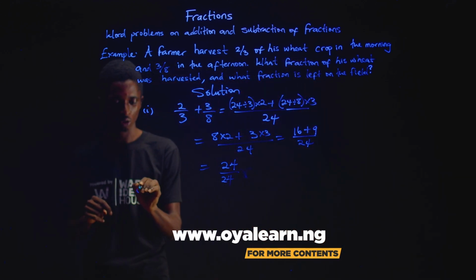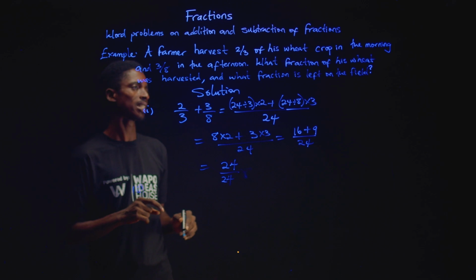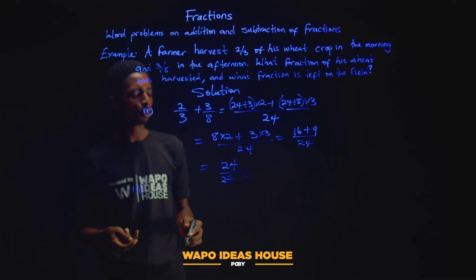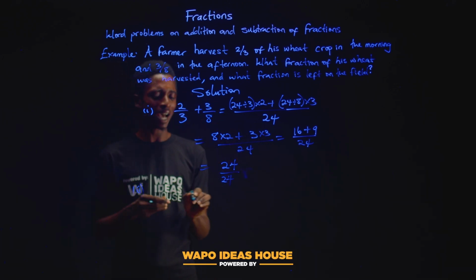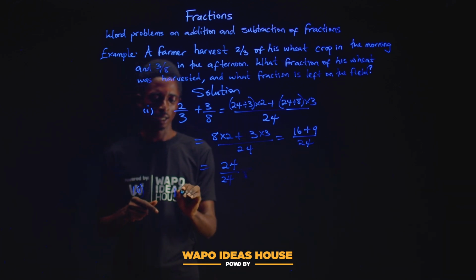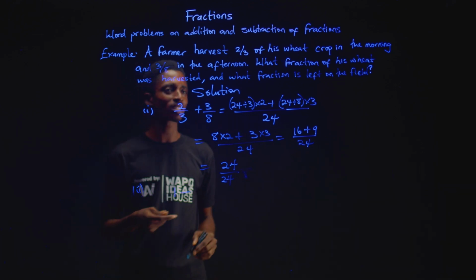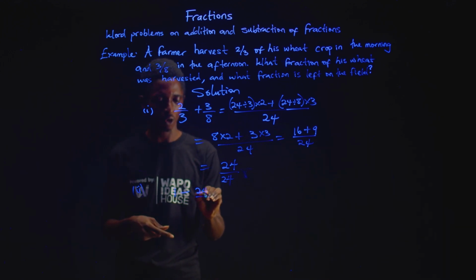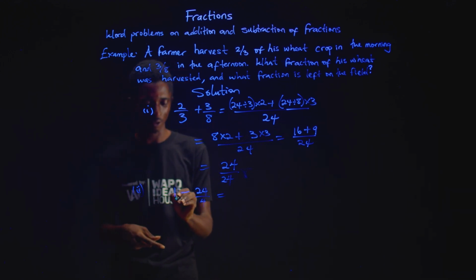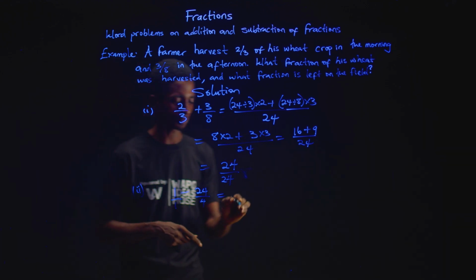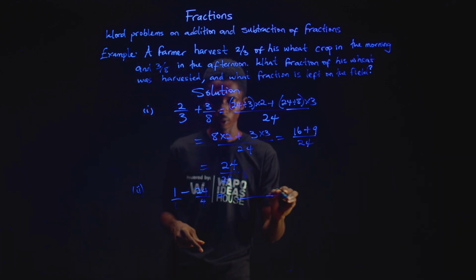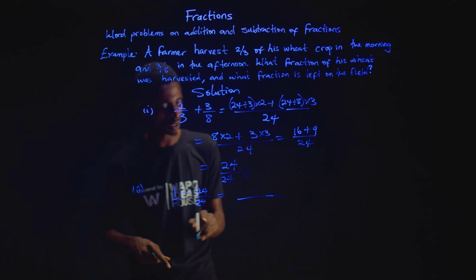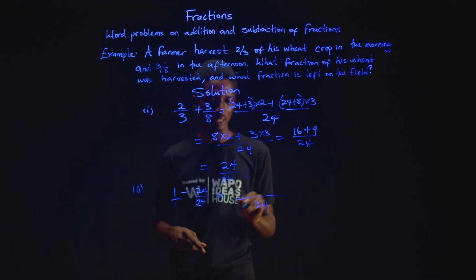Now to question 2, to find what is left on the field. You will see that if all that he has is 1, since he has just one field, minus the fraction of the field that has been harvested in total, which is 24 over 24. What would this give us? This is like saying 1/1. Now, the LCM of 1 and 24 is 24.